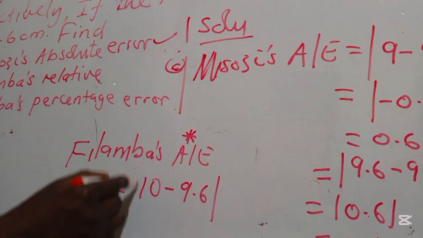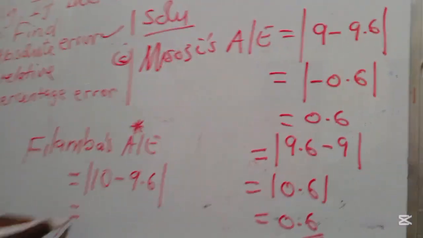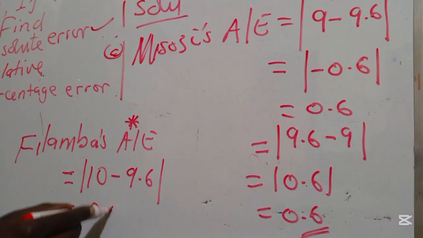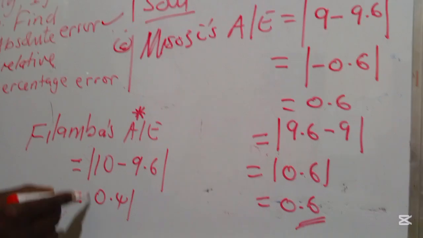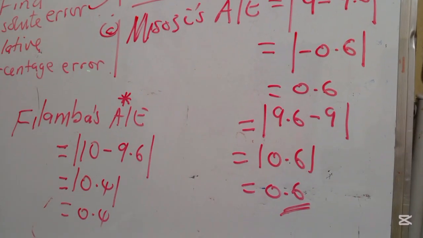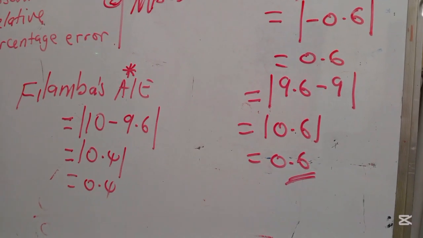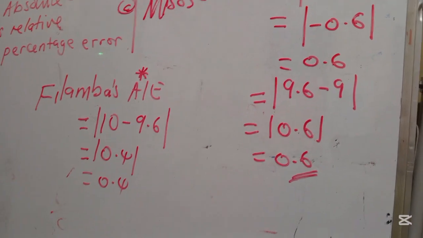So if you do like this, you will find something. What is that answer you get? You agree with me that you get 0.4. The absolute value of 0.4 will be 0.4. So this was Philamber's absolute error.